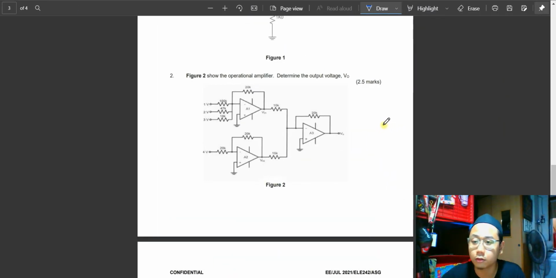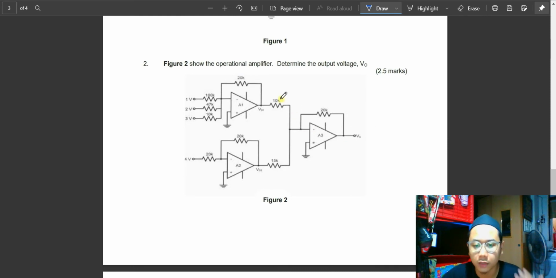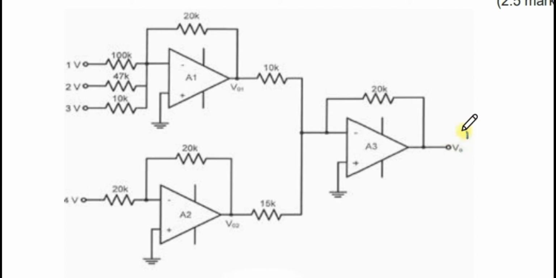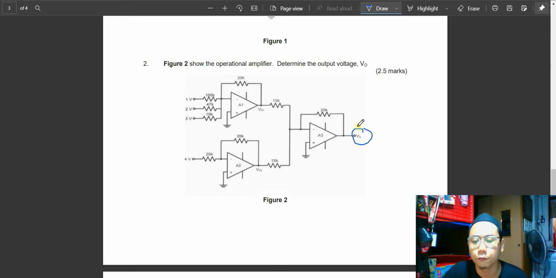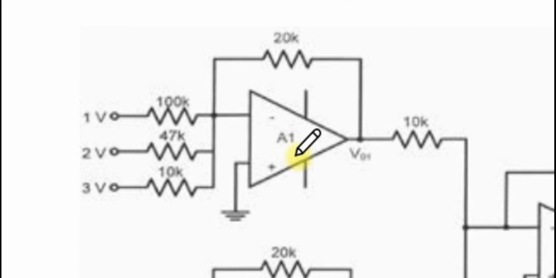Okay, let's go to the next question, question 2, which is about operational amplifiers, and we need to determine the V out value here. The first step is to determine the type of each amplifier, whether it is subtraction, summing inverting, buffer voltage, or something else. Let's see A1, amplifier 1, first.